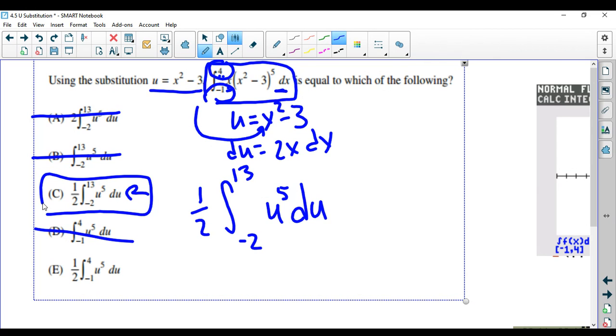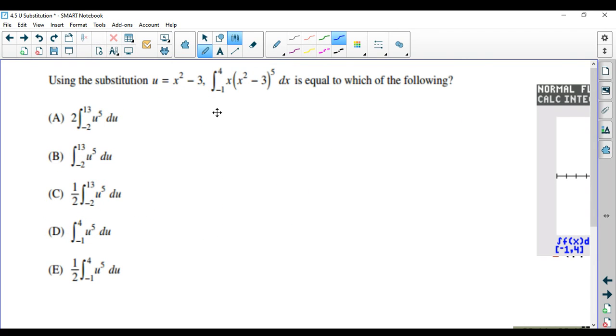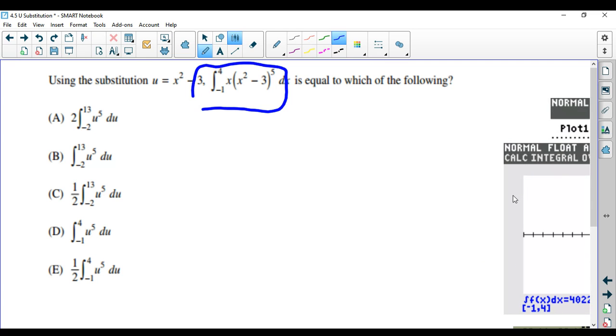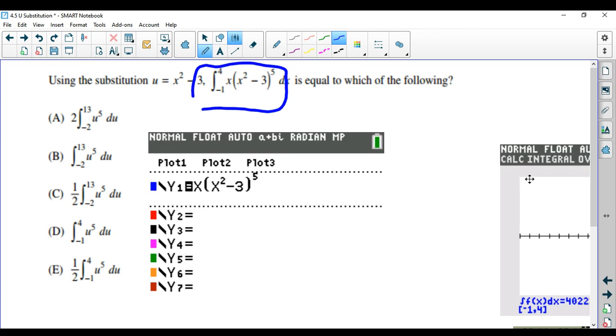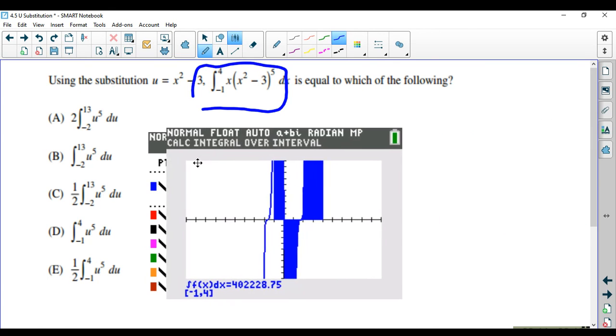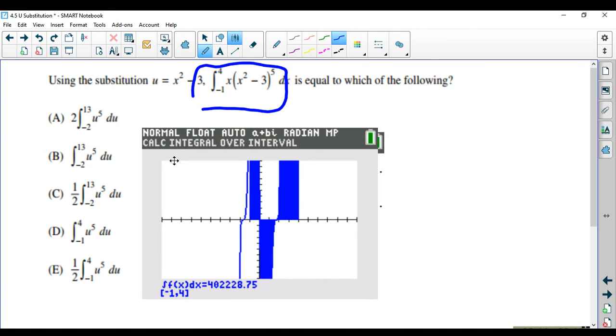Now, the kind of cheating way to do this, and it's really just showing that we have definite integrals, is you could do this. You could just figure out what the original function is. This is going to take a little bit longer, but figure out what the value of that is on a calculator. So I did that for you here. I graphed that function. I found the definite integral from -1 to 4, and it gave me this answer.